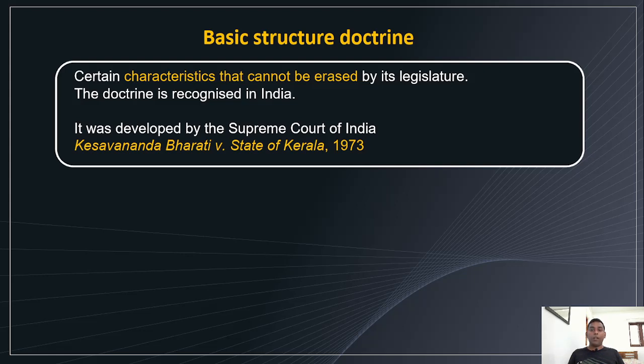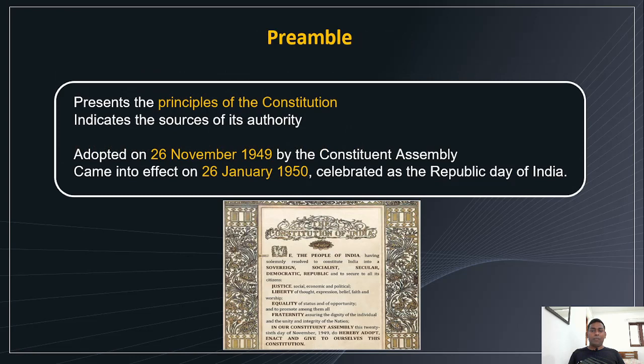Basic structure doctrine. That means Parliament cannot do anything and everything, even though they are having supreme majority, right? Okay. Something cannot be changed. That's the meaning. What are the something? Something that does with the basic structure, right? Basic soul, basic structure of the what? Constitution. Yes. Then preamble. Preamble is nothing but the introductory part or introduction to the constitution, right?